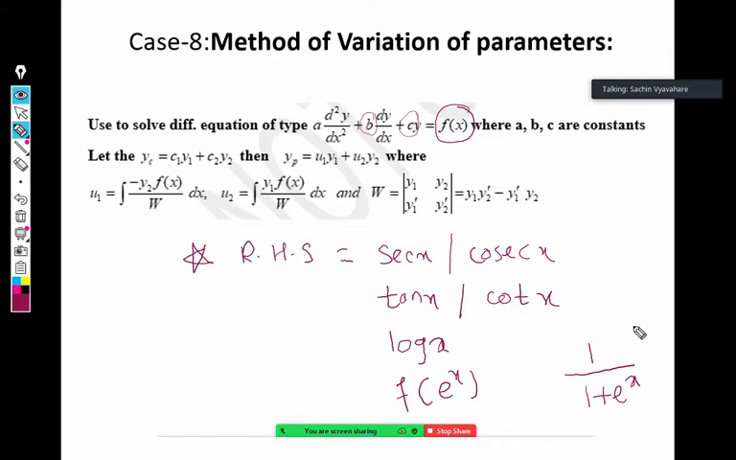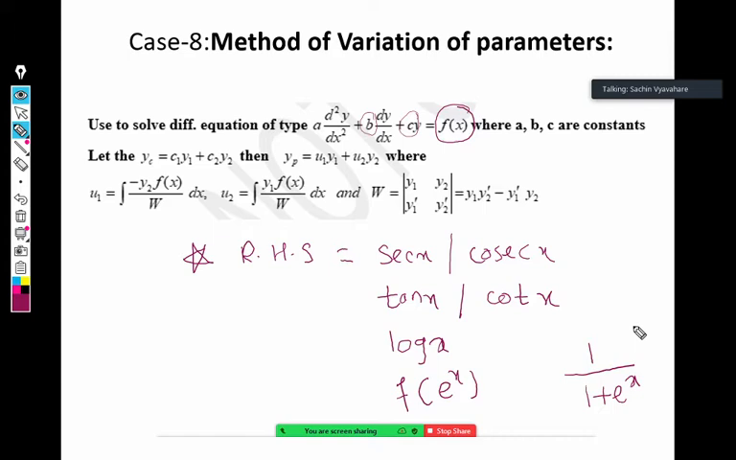In simple words, whenever the shortcut method fails, we have to use variation of parameters. In the shortcut methods we have exponential functions, trigonometric functions, which are sine and cosine, hyperbolic sine and cosine, and algebraic functions. If any other function exists, obviously we have to use variation of parameters.